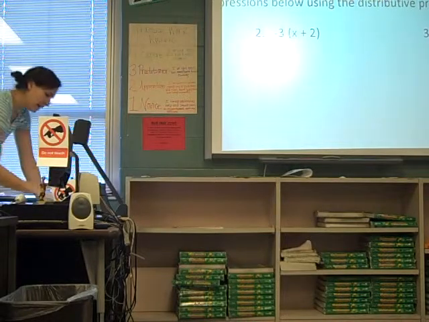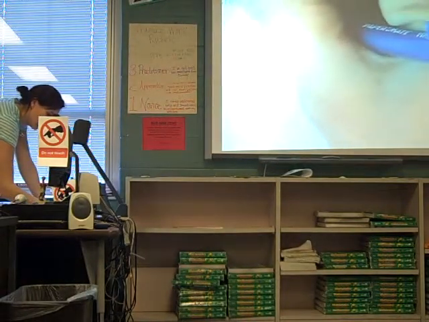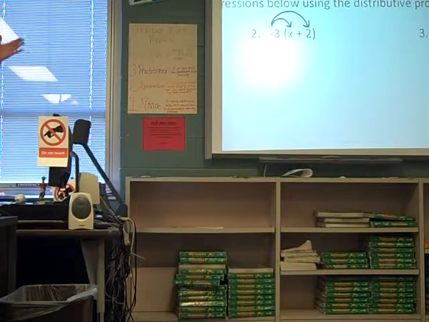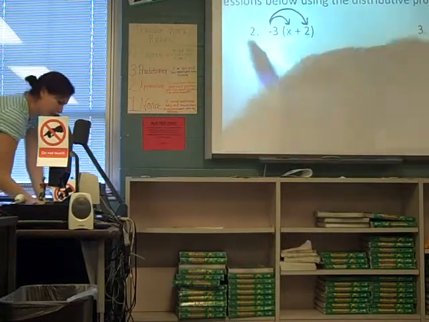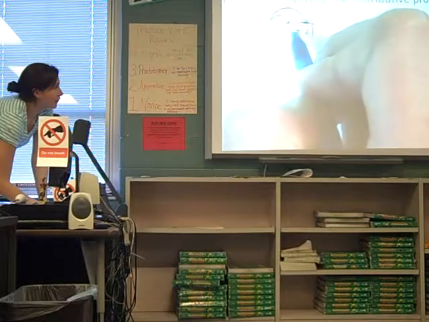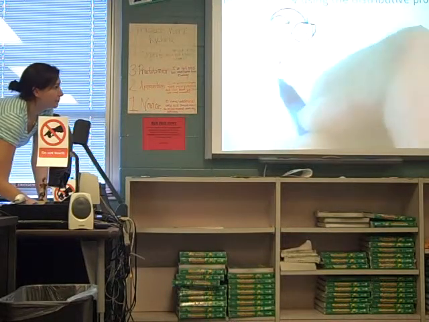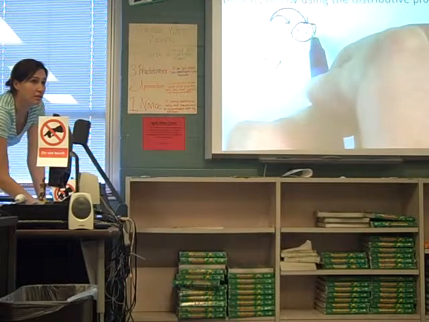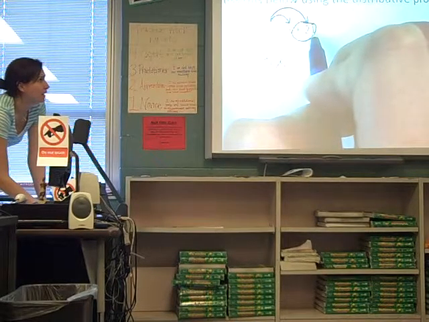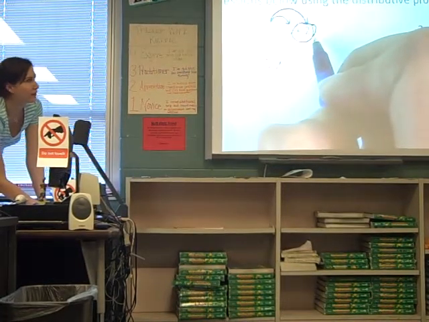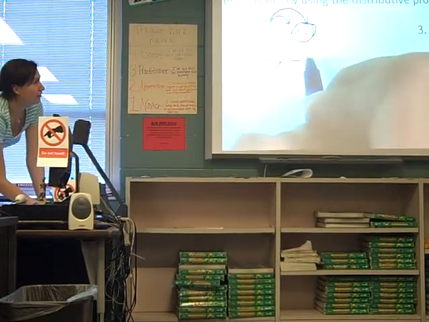So if I multiply times both of those, I'm going to do negative 3 times x, so that's negative 3x. Now remember, I take the sign in front of the 2. So negative 3 times a positive 2 is... Negative 6. What's 3 times 2? Negative 6. Is it positive or negative? Negative. So I do negative 6.